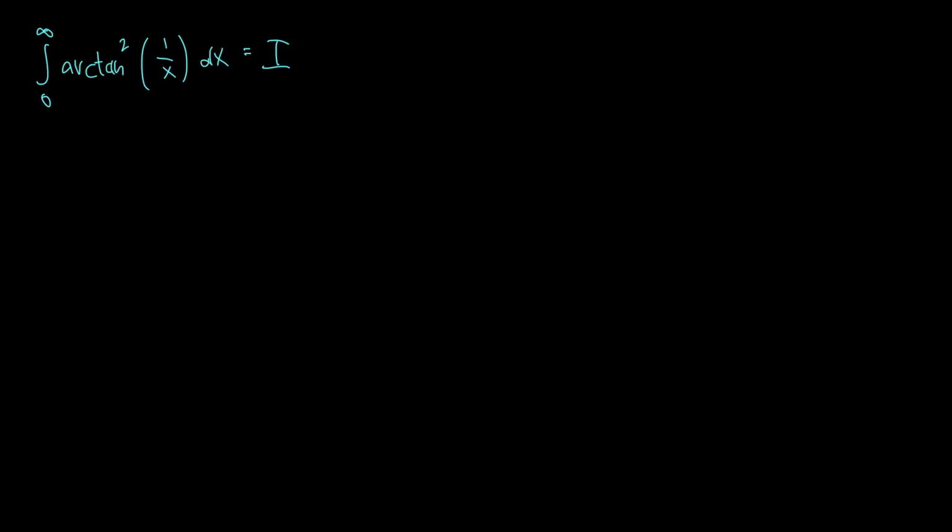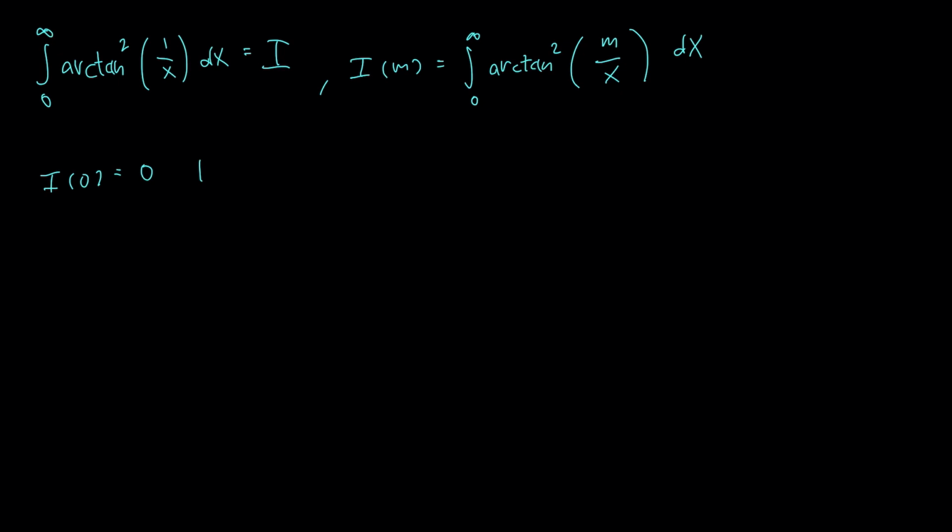Today we'll be doing the integral from 0 to infinity of the arctangent squared of 1 over x dx. And to start off, we will parameterize this integral. So we'll let I of m be the integral from 0 to infinity of the arctangent squared of m over x dx. And notice that I of 0 is 0 and I of 1 is the original integral.